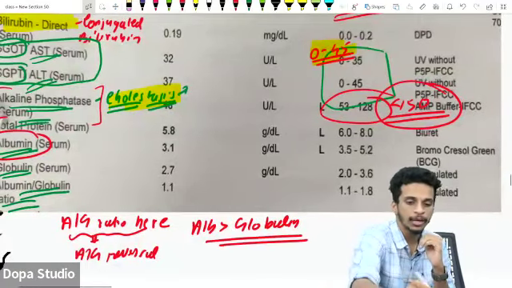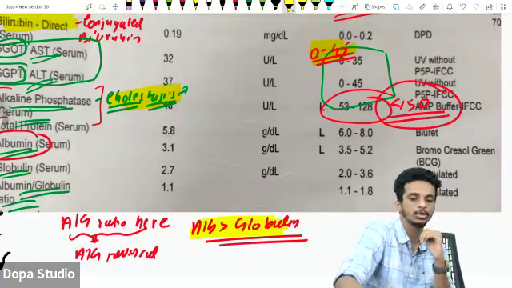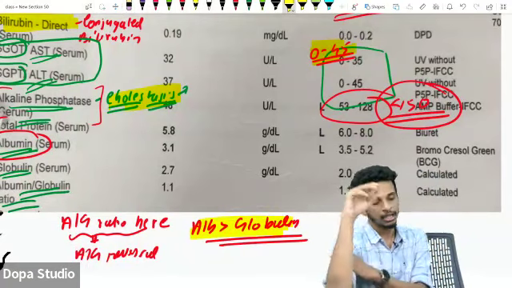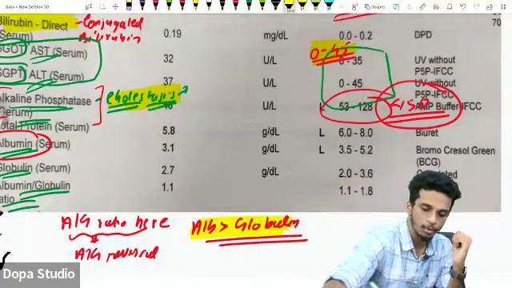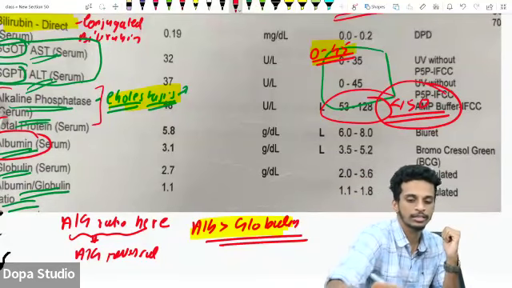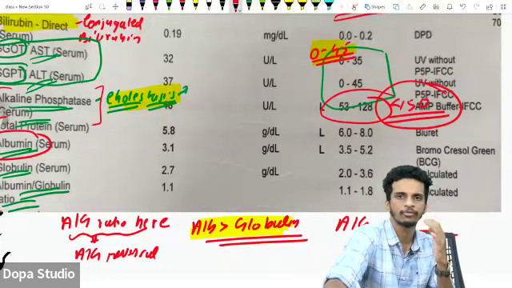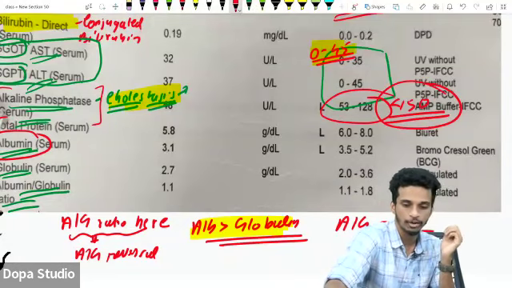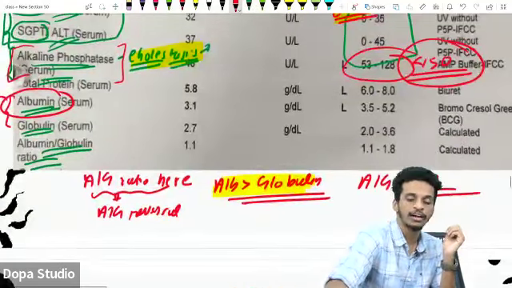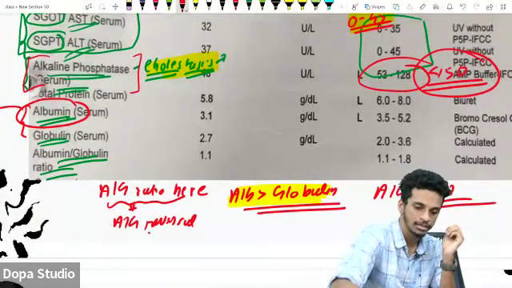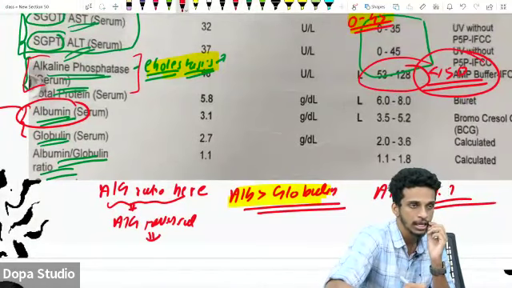Now, speaking about the A by G ratio, there is albumin and globulin. Usually the albumin value is more than the globulin value, which naturally suggests that the A by G ratio will be more than 1, usually more than 1.1. So you have certain conditions where you get A by G reversal.